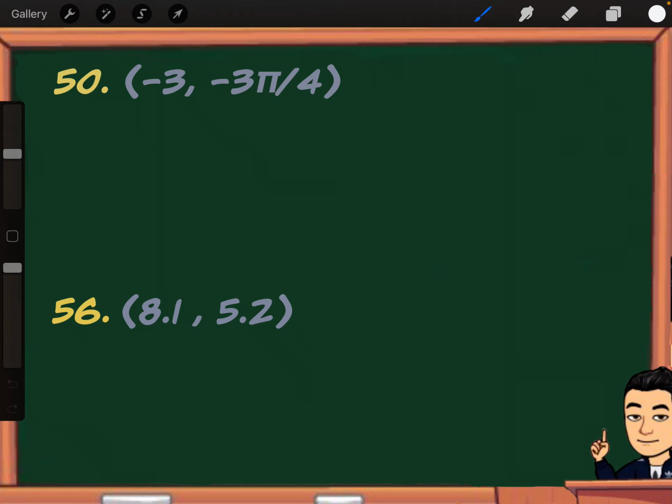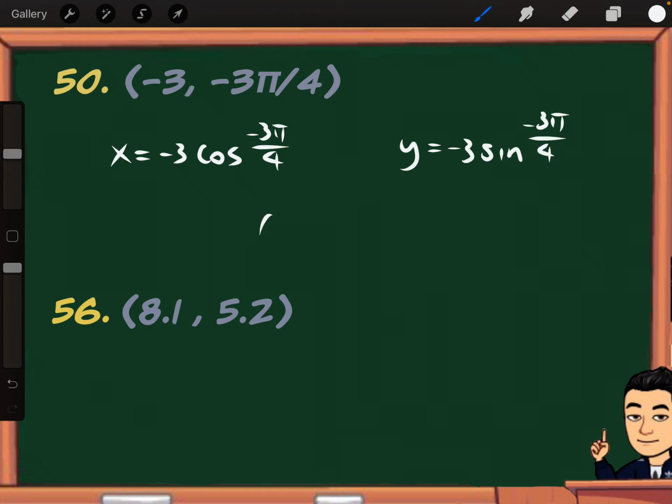So number 50, another polar to rectangular. We got x is equal to -3 cosine of -3 pi over 4. And for the y, it's going to equal -3 sine of -3 pi over 4. And then your answer is going to be 3 rad 2 over 2, 3 rad 2 over 2.